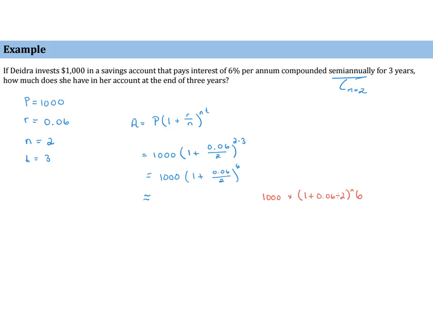And you will approximate, but it will only be a single approximation instead of several. So 1,000 times 1 plus 0.06 divided by 2, that quantity raised to the 6th power, should give you a number that was close to what we saw in our table. So $1,194.05. And that is the right answer. So this is very close to the amount that we saw in our table, off by 1 penny.